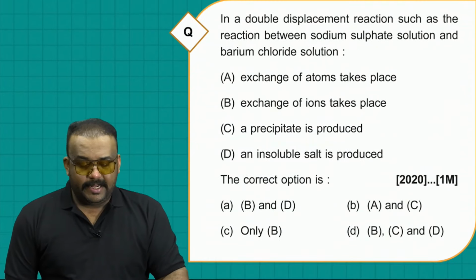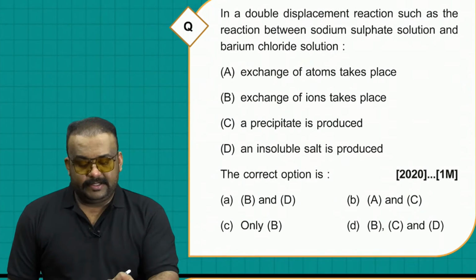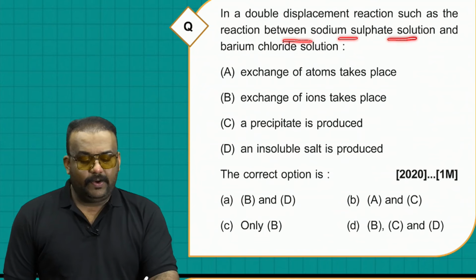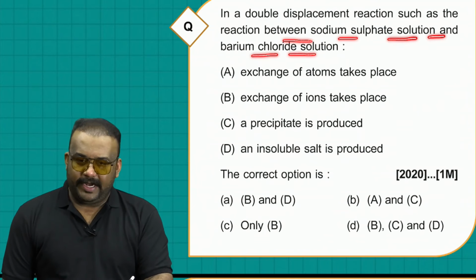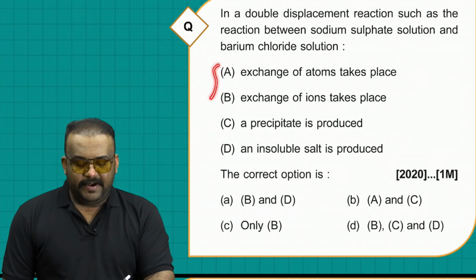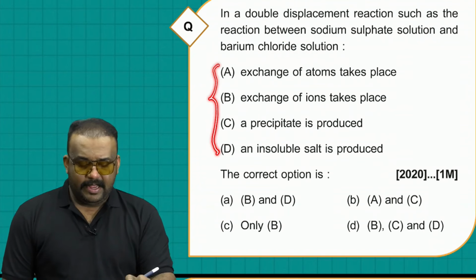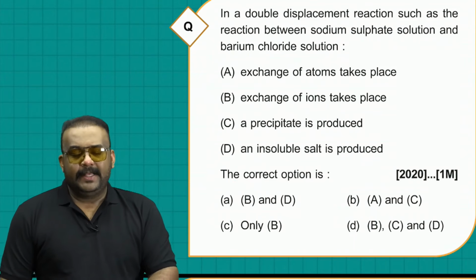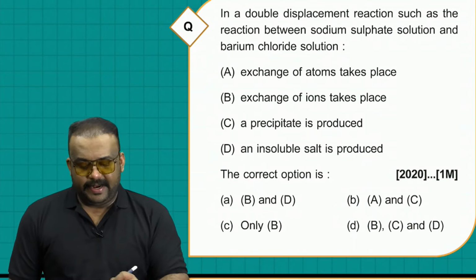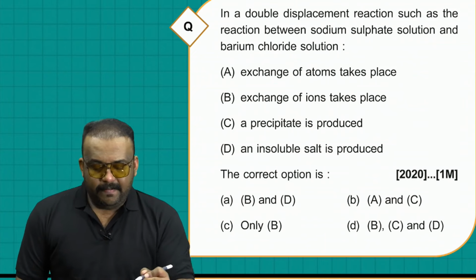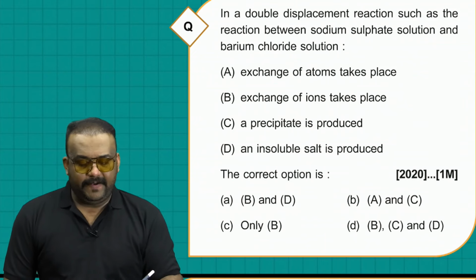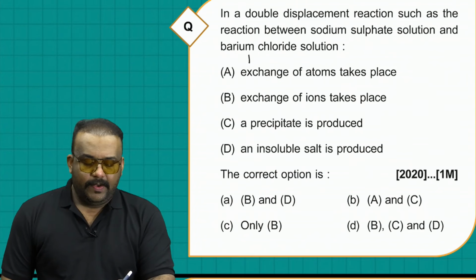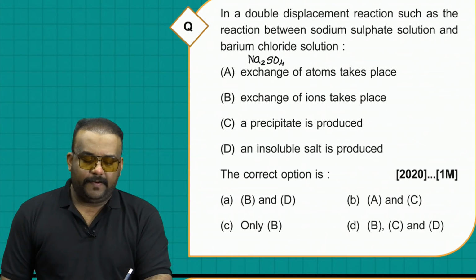In a double displacement reaction, such as the reaction between sodium sulfate solution and barium chloride solution, they have given certain observations here, and the question is, the correct option is. So let's try to visualize that reaction. We are mixing sodium sulfate and barium chloride. You guys know that sodium sulfate is Na2SO4 and it is a solution.